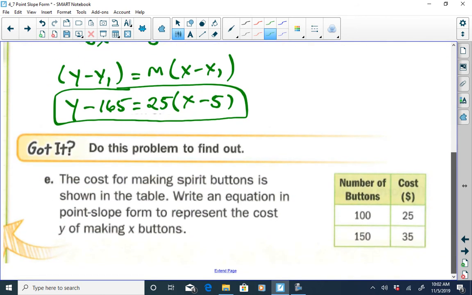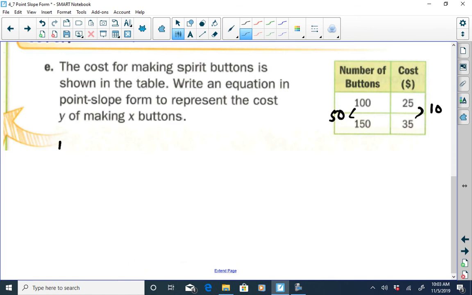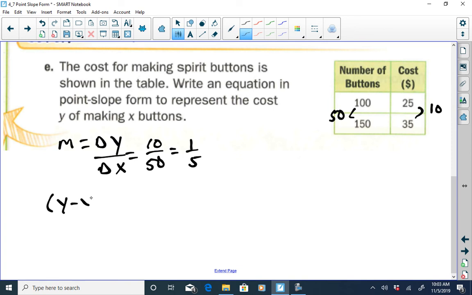All right, and we'll do this last one. I'm looking for my change in y, which is 10. My change in x here is 50. So my slope, my m, is going to be equal to the ratio of the change in y to the change in x, which is going to be 10 over 50, which simplifies to 1/5. And then I use my point slope form. y minus y1 is going to be equal to m times x minus x1. These are my x values. These are my y values.